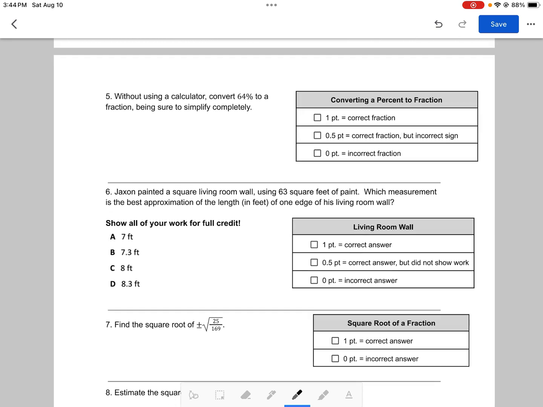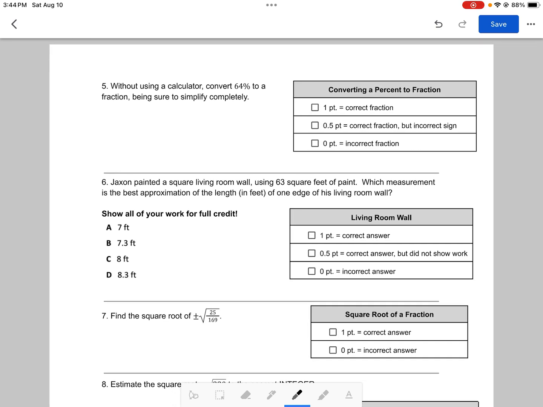Moving down to number 5, it says without using a calculator, convert 64% to a fraction. And once again, simplify completely. Okay, so I know anytime I have a percent and I'm trying to change it to a fraction, I have to put it over 100. So this is going to be 64 over 100.